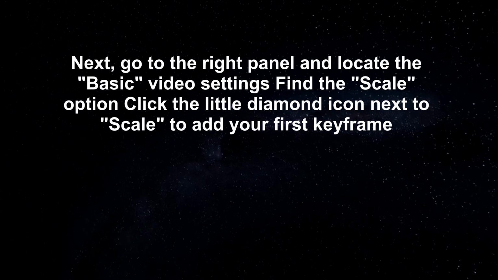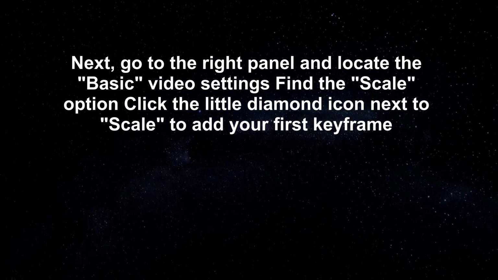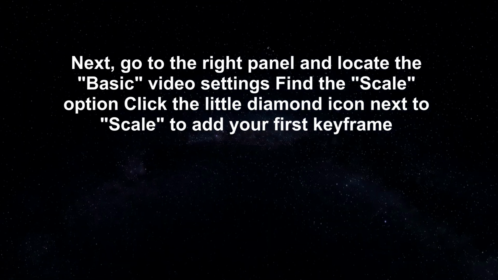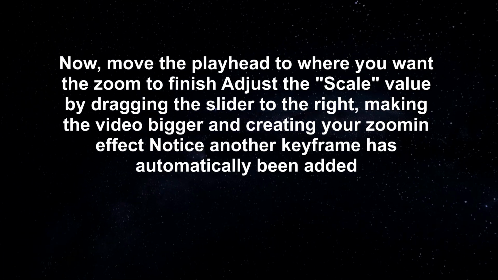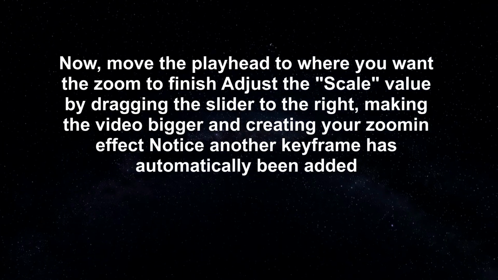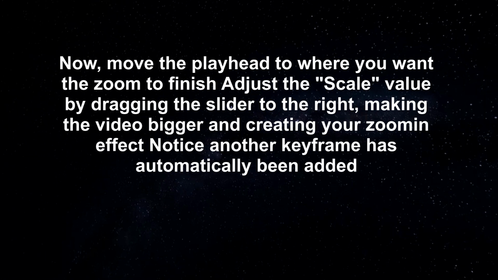Next, go to the right panel and locate the basic video settings. Find the scale option. Click the little diamond icon next to scale to add your first keyframe. Now, move the playhead to where you want the zoom to finish. Adjust the scale value by dragging the slider to the right, making the video bigger and creating your zoom-in effect.